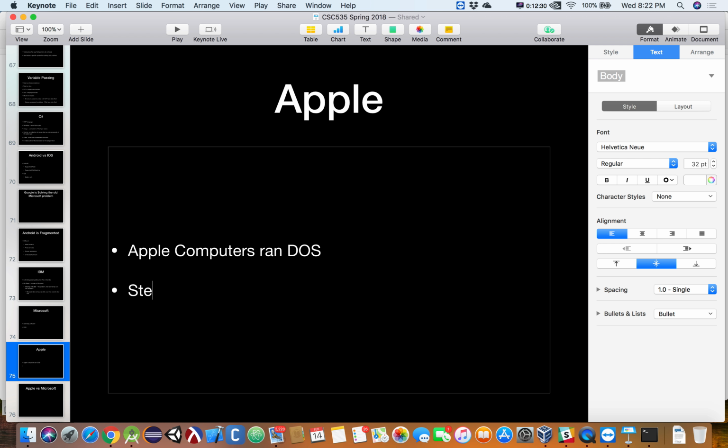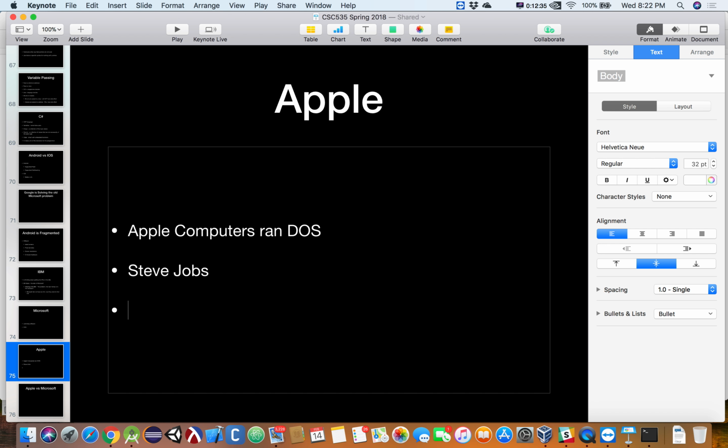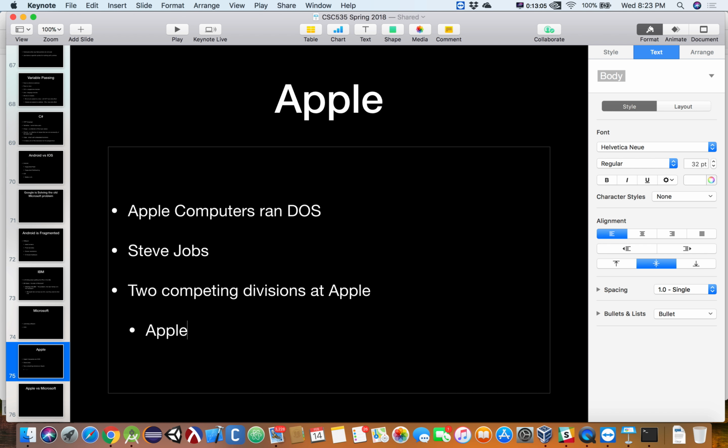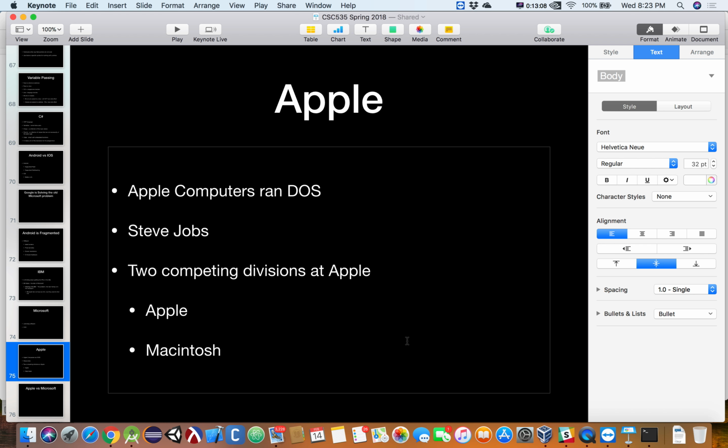Now we've heard of Steve Jobs, the Apple guy. Okay. Now, what about Macintosh? When you think about Apple computers today, you think about Macs, right? You're going to buy a Mac. You can't go to the Apple store and buy an Apple computer. You buy a Macintosh computer. Internally at Apple, they had two competing lines. So you had the Apple line and you had the Macintosh line.